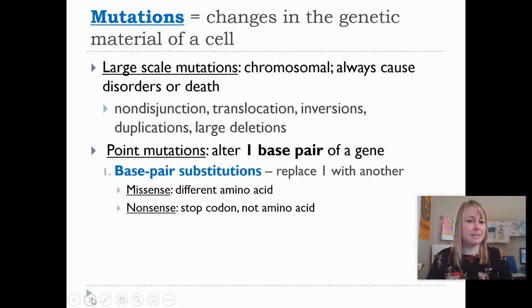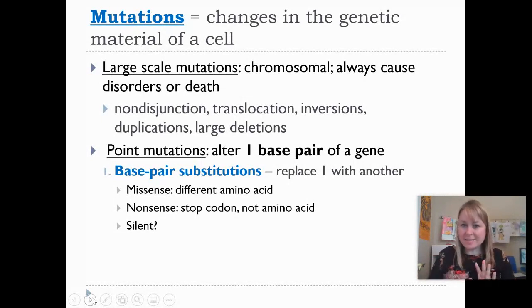A missense sometimes goes unnoticed because just one amino acid different could change the way it folds, as in the case of sickle cell anemia, or maybe not. Maybe it doesn't change it and it can still fold properly and work pretty well. So those don't always affect the final protein.